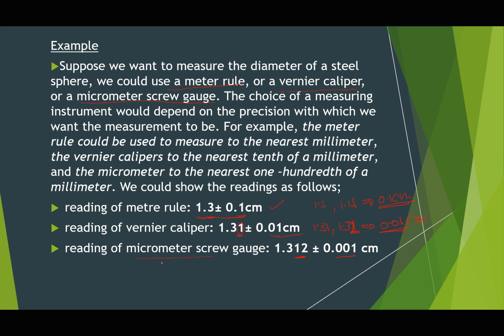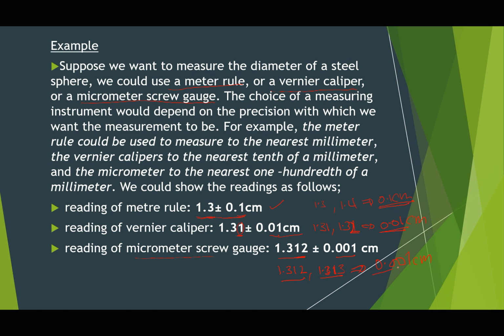If I use a micrometer screw gauge and the measurement is approximately this, maybe for the first attempt I have 1.312, and for the second attempt I could have 1.313, I expect that the values are most likely going to differ in the last digit. The range, or the difference between these two values, is actually 0.001 centimeters.